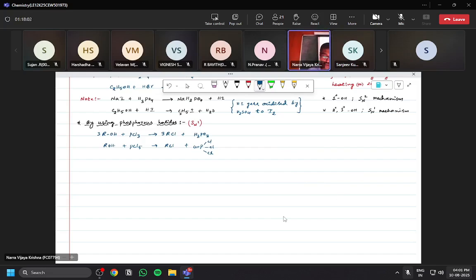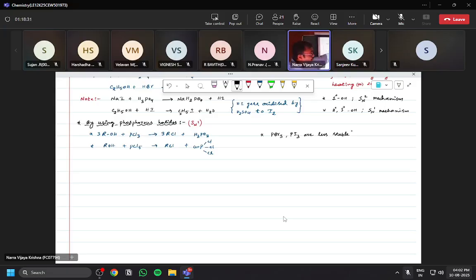Similarly, with PCl5. Now, here we are not using PBr3 and PI3. Reason? PBr3 and PI3 are less stable. That's why we will not prefer PBr3 or PI3.